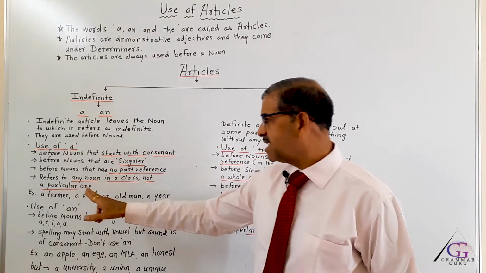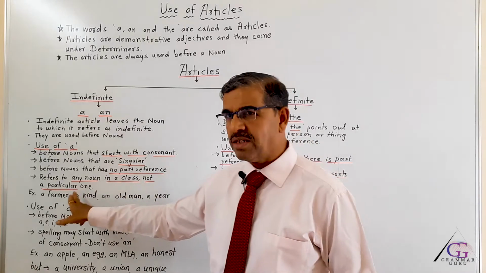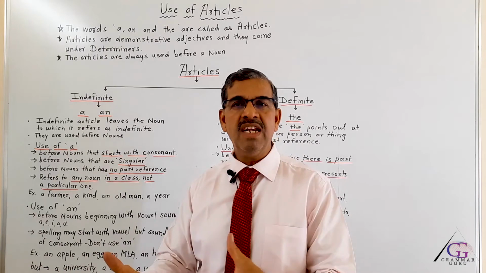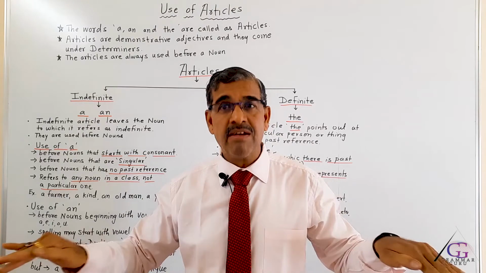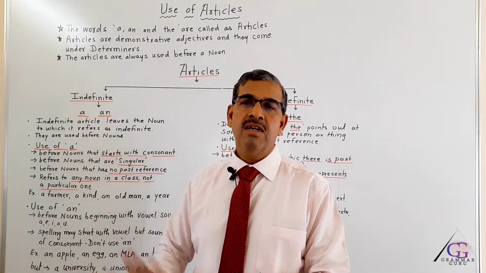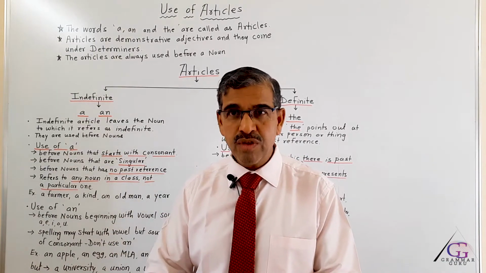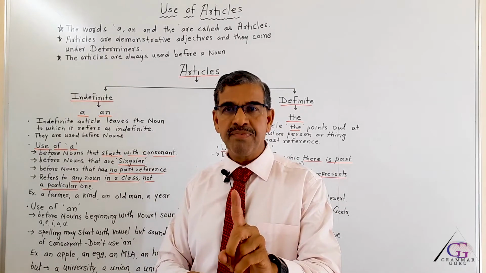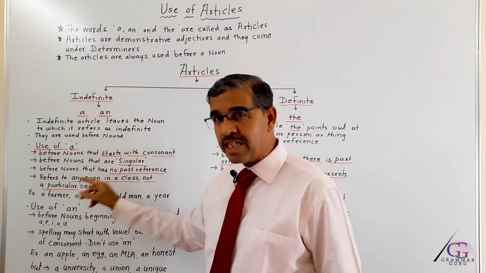So, we say a girl, a boy, a king, because it is singular and there is no past reference about them. Then the next case is before any noun in a class, not a particular one. When we say a flower, we are not talking about rose or lily or gerbera or anything else. We are not referring to any particular noun. We are referring to a normal thing: a horse, a flower, a boy, a girl, a king, a farmer. A particular class is not referred to. We are talking about singular nouns starting with a consonant, and they do not refer to any particular noun.